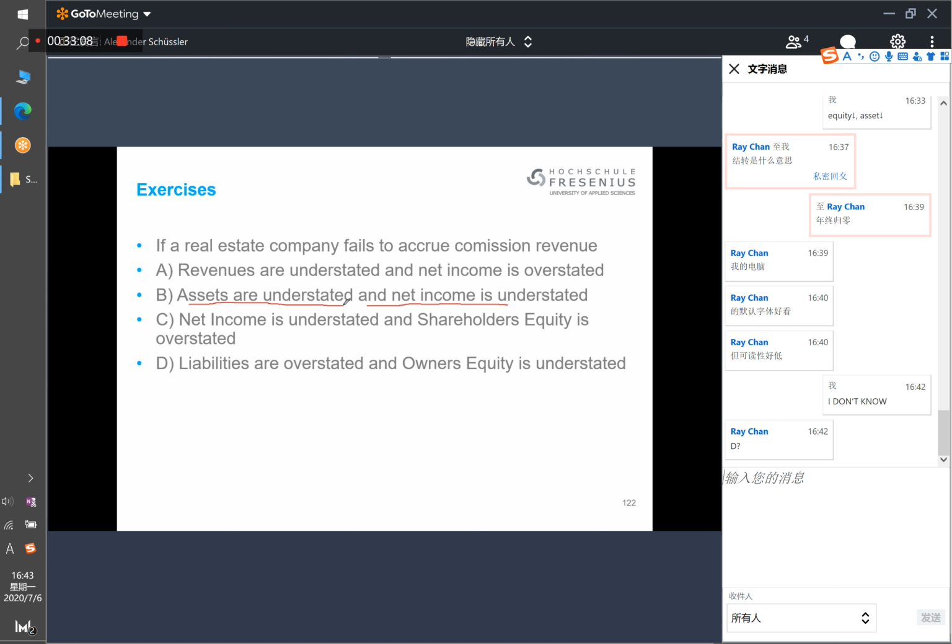So B is the correct answer here. Assets are understated and net income is understated. Do you understand why? The company fails to accrue revenue, fails to book revenue. And when a company fails to book revenue, assets are too low, because there have to be accounts receivable. And net income is also too low because the company should have booked it, and the company has not booked it.